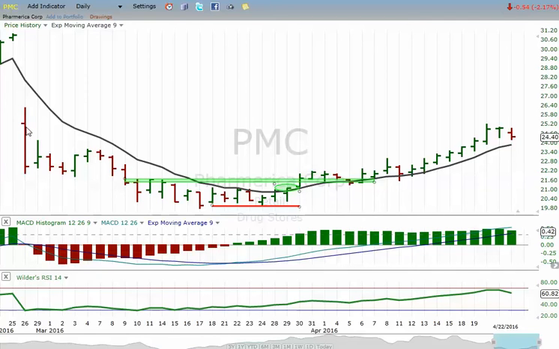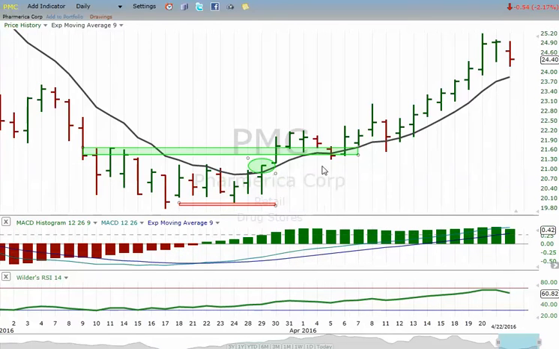Ran my scans, looked for stocks that were trading below the 9 EMA for a period of time, then started closing above it. Basically, this day right here, it closed a little bit above it. It might have come on my radar that day. A lot of times it's not really all that important that you identify it the very first day.